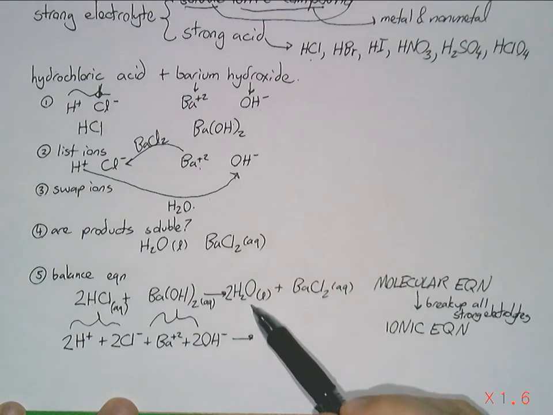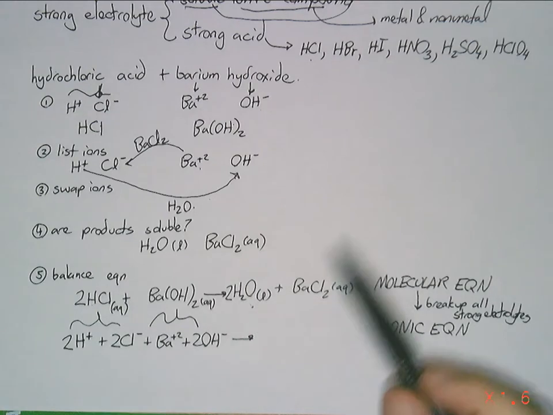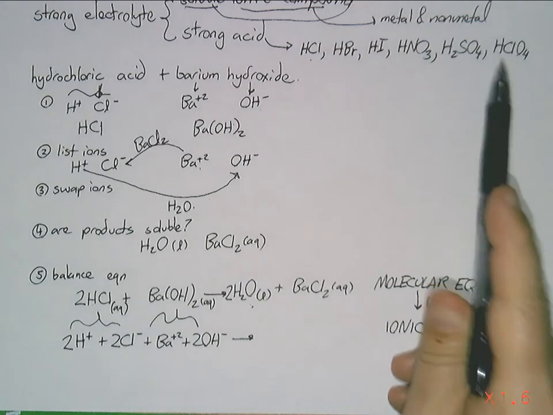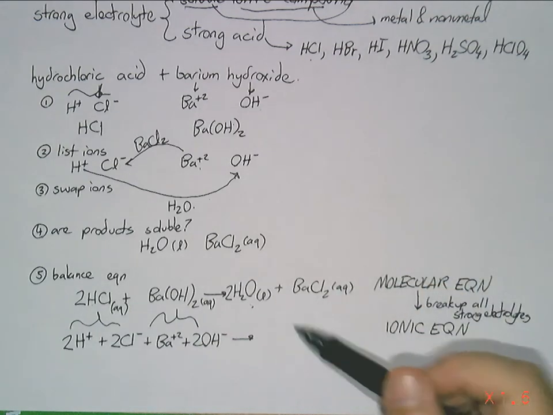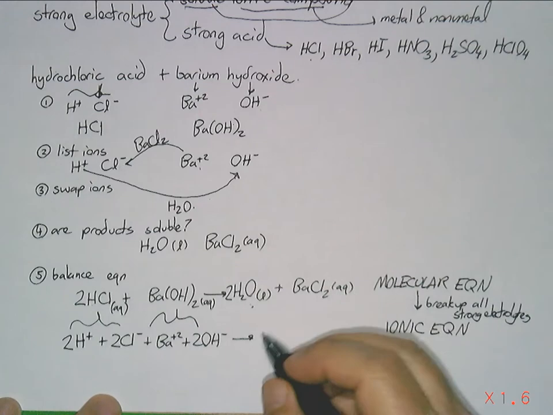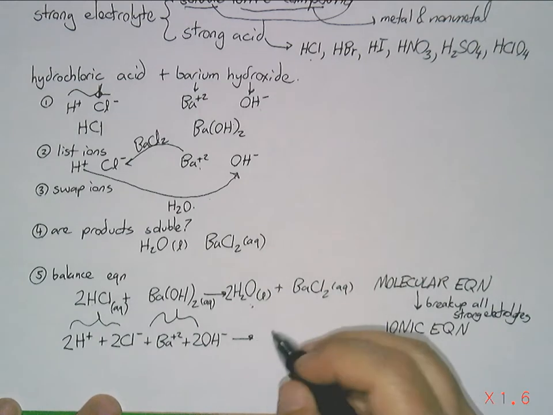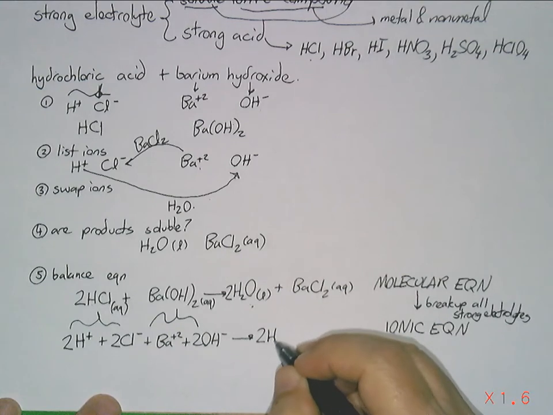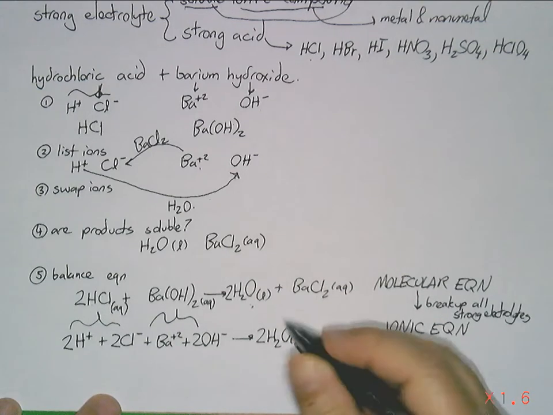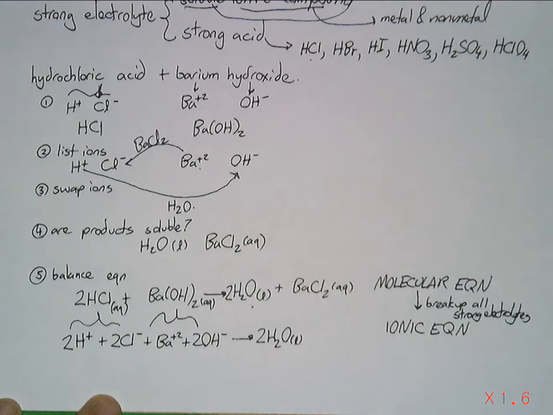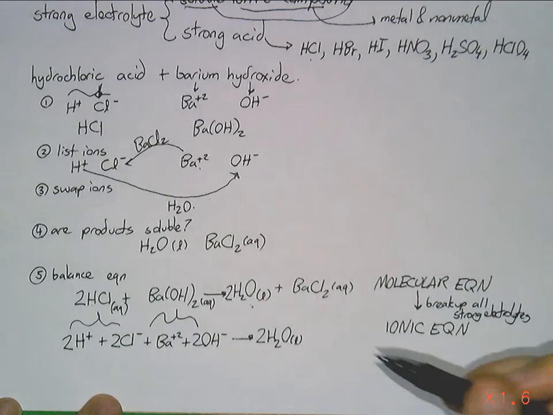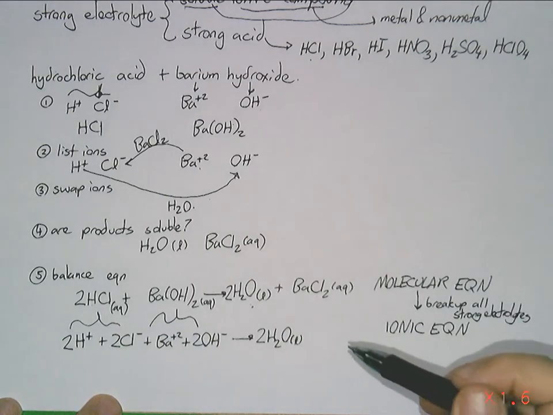Now, is this a strong electrolyte or not? Well, it looks like an acid because it starts with an H, but it's not on my strong acid list. So it must be a weak acid. And in fact, water is a very weak acid. And weak acids are not strong electrolytes, so I'm going to have to leave that alone. I'm going to just carry it down the way it is. So whenever you see a weak acid, you just carry it down into the ionic equation the way it is. It's not a strong electrolyte, so you can't break it up.